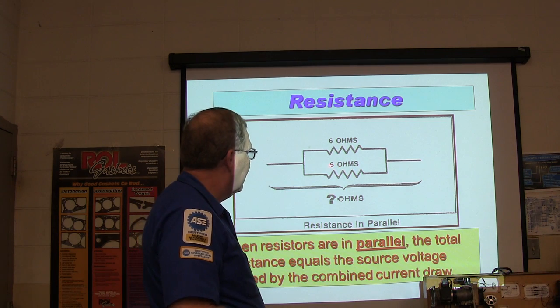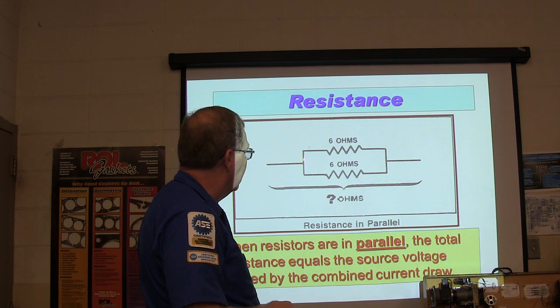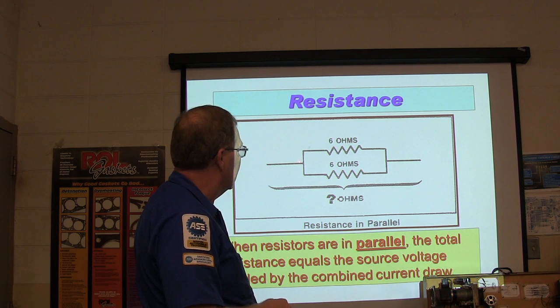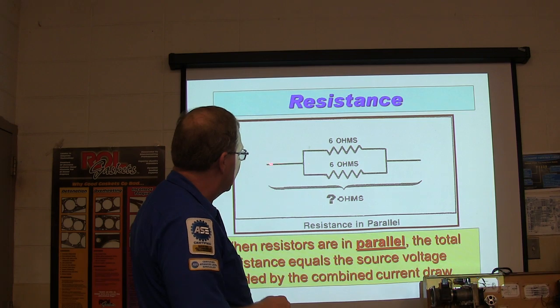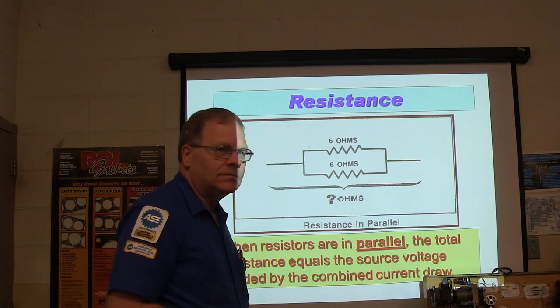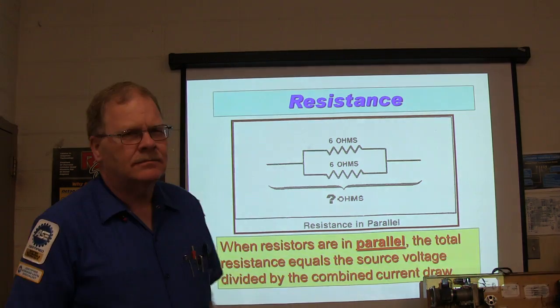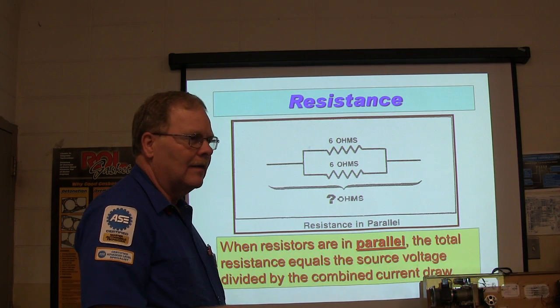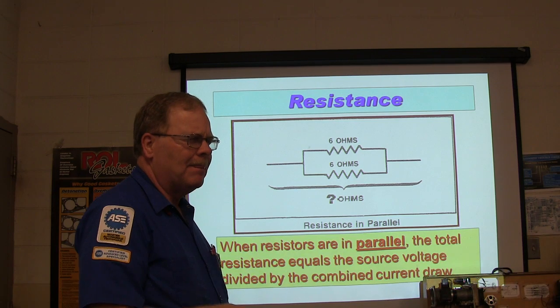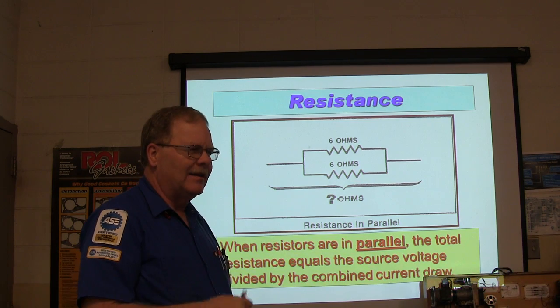If I've got 6 ohms and 6 ohms, these are parallel now. I'm sorry, these are parallel. See that? It can go that way and that way. But if I took my meter and put it here and here, what would I have? 3.